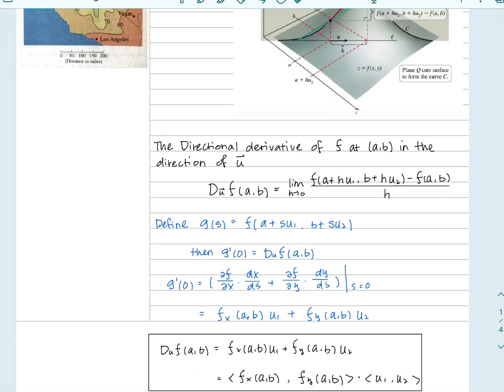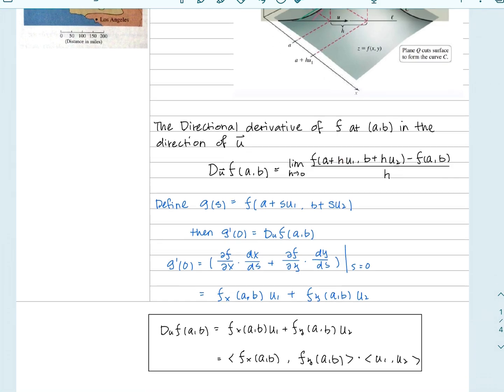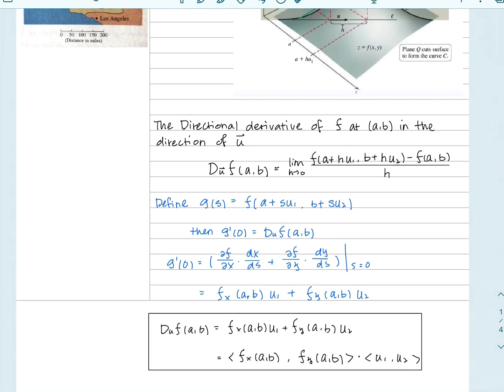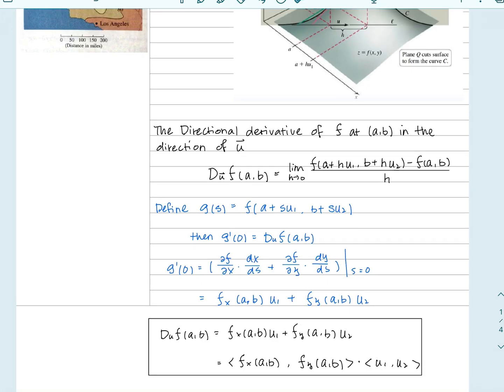So g of 0, when s is 0, is just f of a, b. Then we're actually looking for the derivative when s is 0. This is your h value actually. We want to find, at the point a, b, what the directional derivative is. That's g prime of 0, when s is 0.